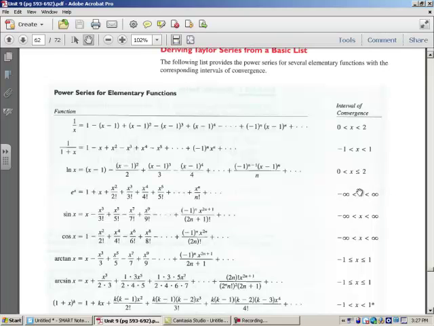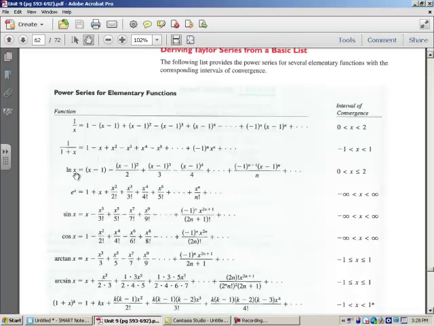This means you can plug any value for x you want in here, and your power series will converge to that value of your function. For example, if you wanted to know e to the 50th, you could just plug in 50 to all of these x's all the way out to infinity, and it'd be exactly equal to that. So what we're saying with an interval of convergence is how good is the power series.